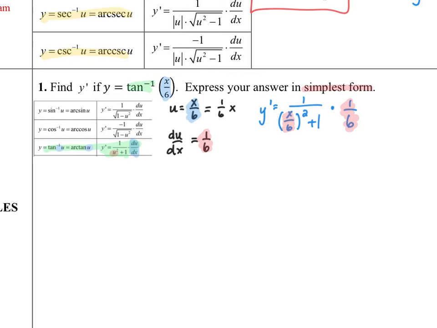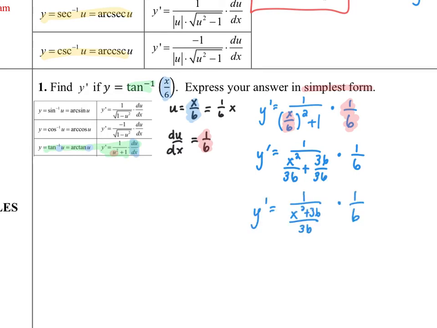I'm going to start by squaring out this x over 6 first. And when you square a fraction, you square the numerator and you square the denominator. And knowing that I'm going to have to add these, I rewrote that 1 as 36 over 36, so I set myself up with a common denominator. And then I went ahead and added in that denominator, so x squared plus 36 over that common denominator of 36.